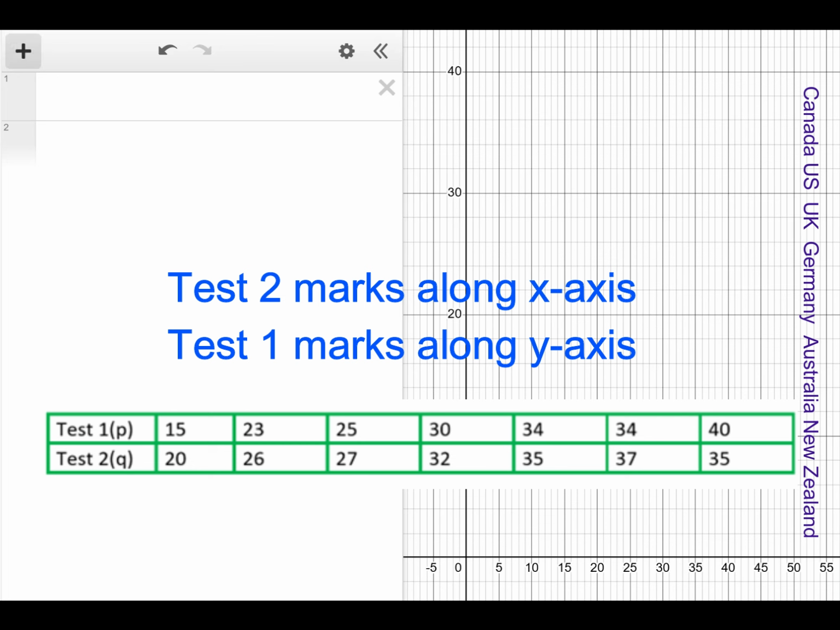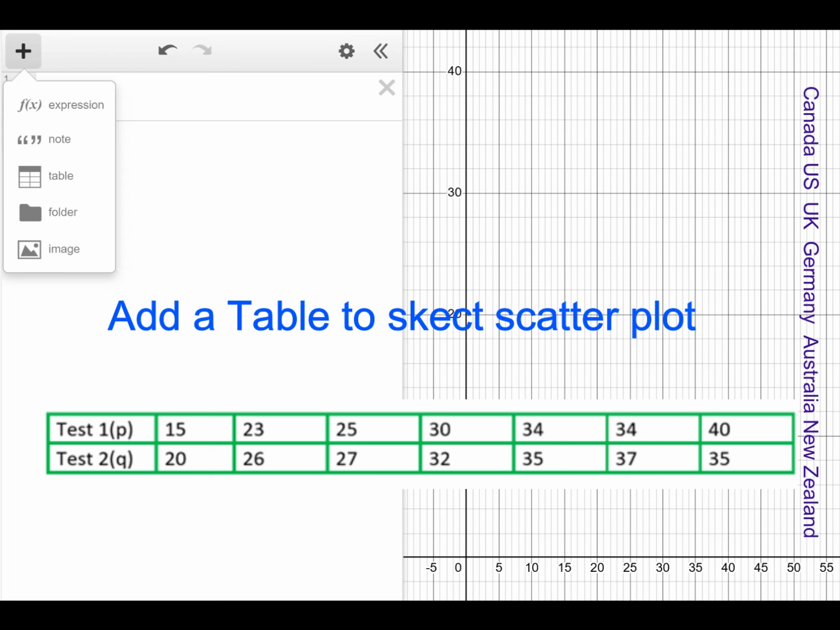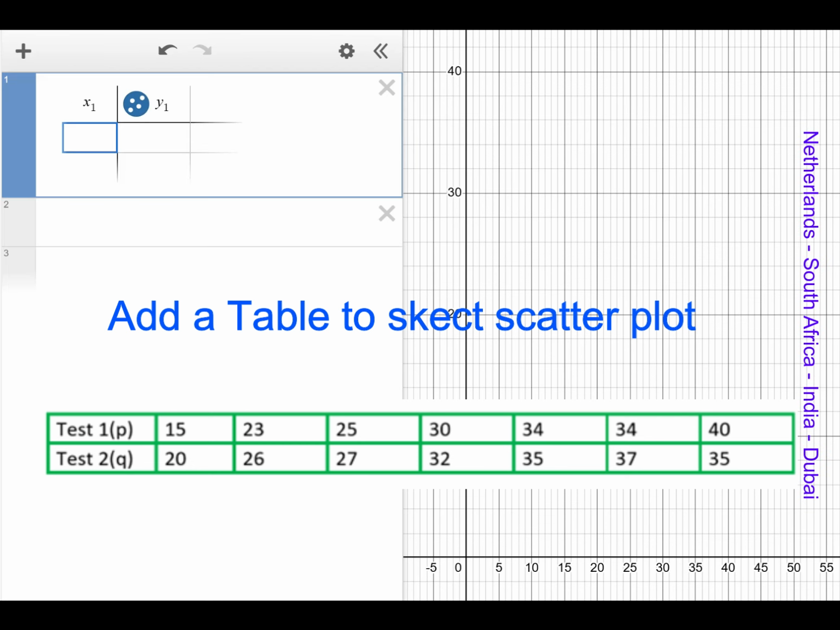So as you can see on my screen, I'll click at the plus sign which says add items. And in these items, when you click, you have an option for table. So let's click table now. We get x1 and y1 as the coordinate points which we need to feed in. So looking at the data given to us, we can actually now feed in the values.